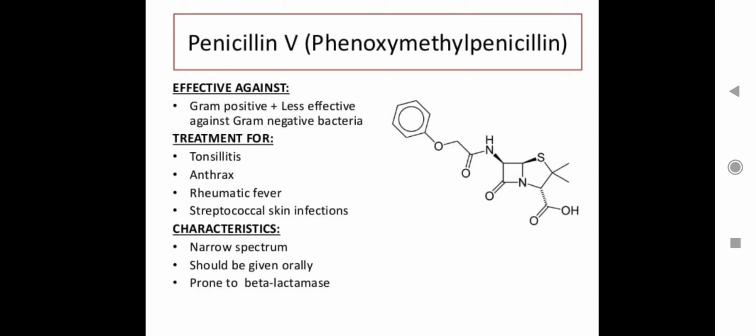It is used as treatment for streptococcal skin infection, tonsillitis, anthrax, and rheumatic fever. The rheumatic fever is caused by Streptococcus species, while anthrax is caused by Bacillus, while tonsillitis is caused by Corynebacterium diphtheriae. Their characteristics are narrow spectrum, should be given orally, and they are susceptible to beta lactamase.